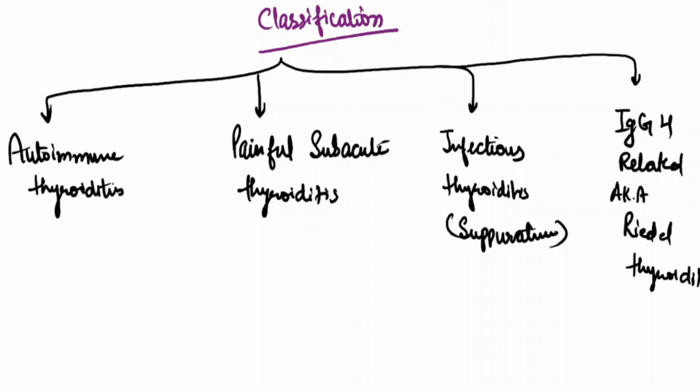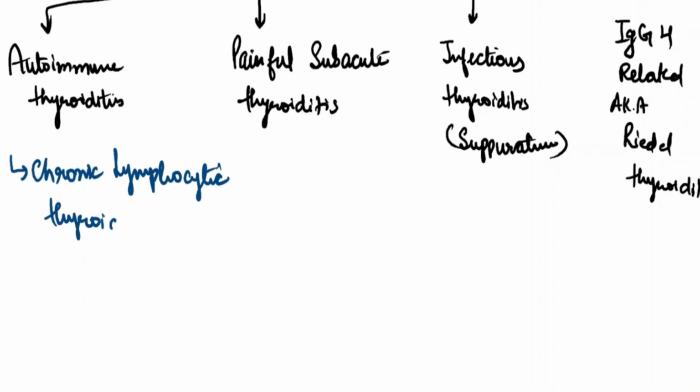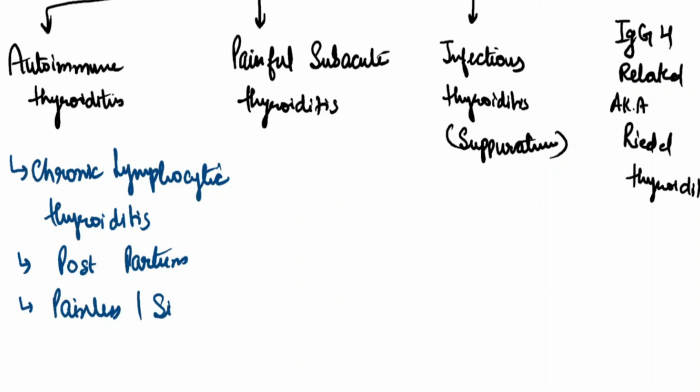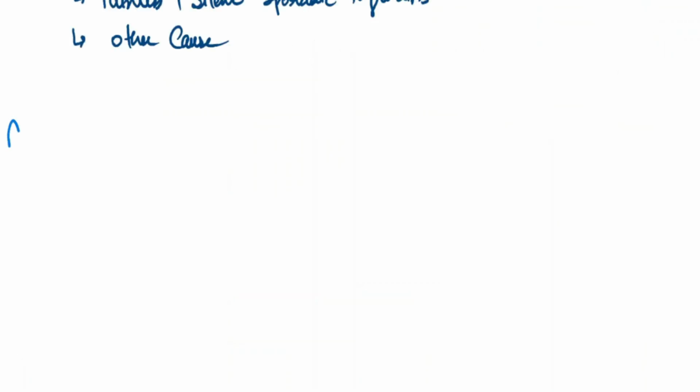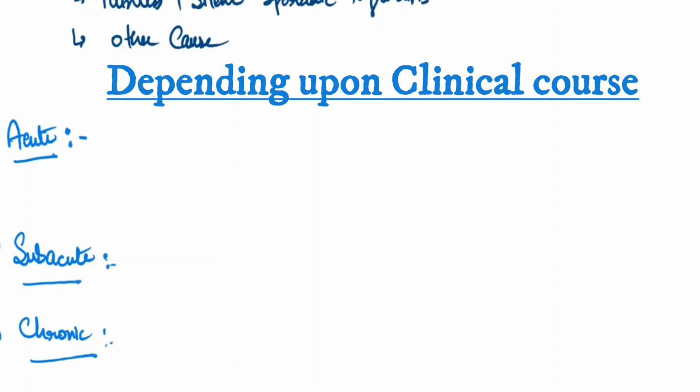Again, autoimmune thyroiditis is further subdivided into chronic lymphocytic thyroiditis, also known as Hashimoto thyroiditis, which is the most common of all. The second one is postpartum thyroiditis. The third one is painless or silent sporadic subacute thyroiditis, and the fourth one is other causes of thyroiditis. Thyroiditis is also classified into acute, subacute, or chronic thyroiditis depending upon the clinical course.